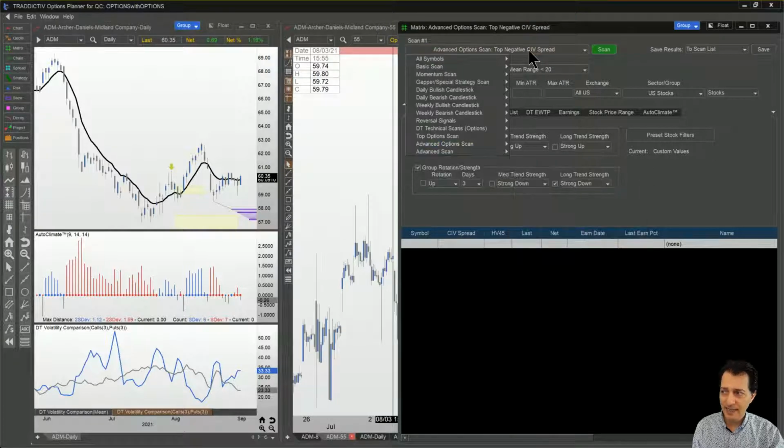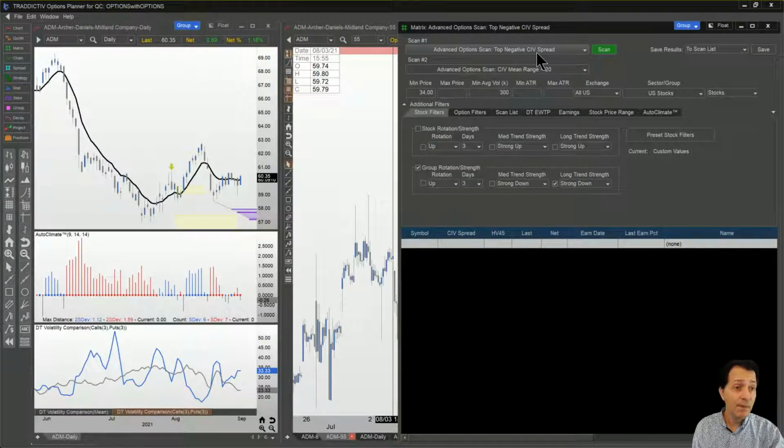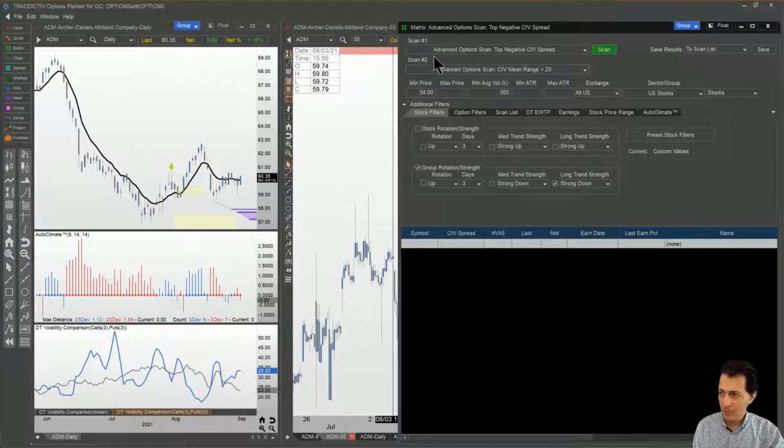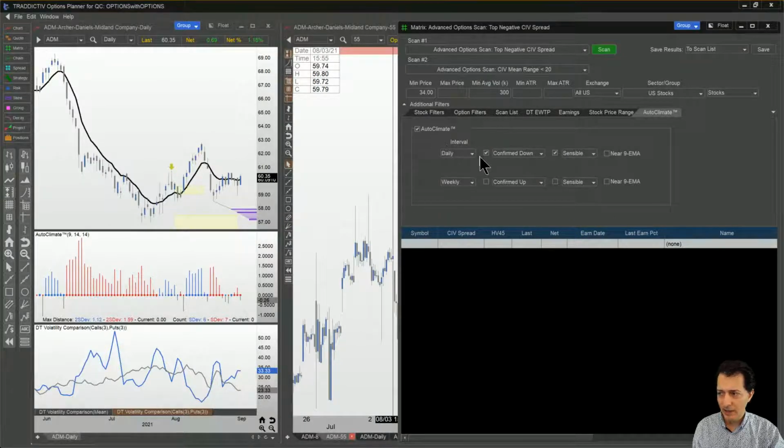And the fact that you selected negative CIV spread makes you bearish. This has nothing to do with cheap or expensive options. This is giving you a directional bias coming from the derivative markets. Once you have scans 1 and 2 in place, that's when you play with the filters. Yesterday I was looking for strong down markets when it comes to the group. Also I had a condition based on auto climate, where I was looking for auto climates that were down in the daily time frame, so the market has not fallen that much.